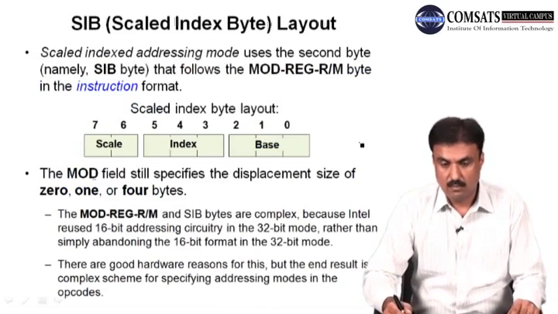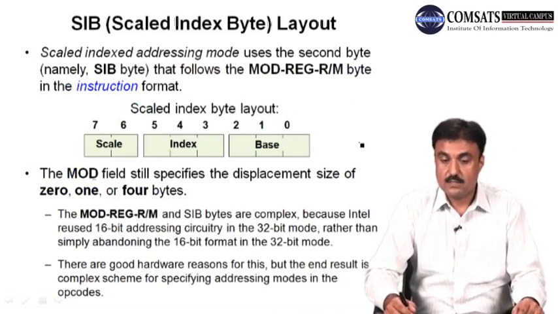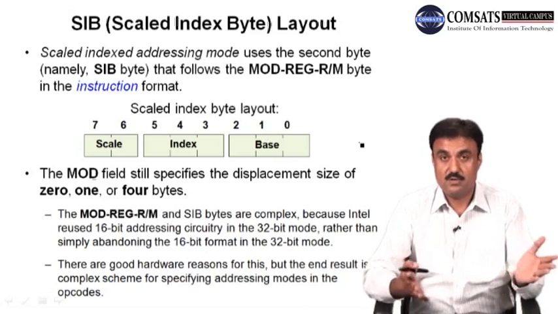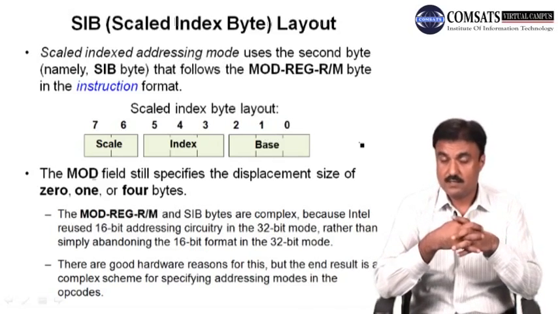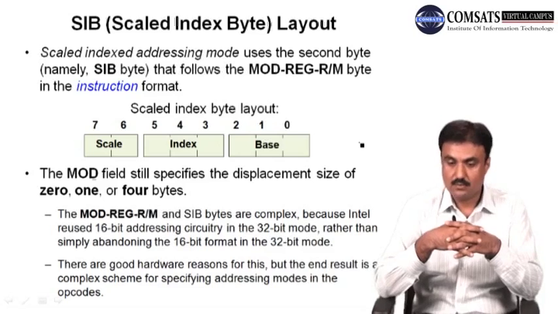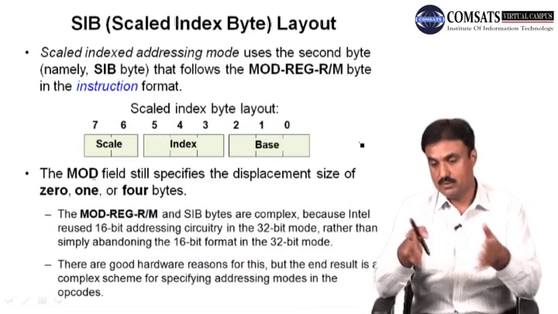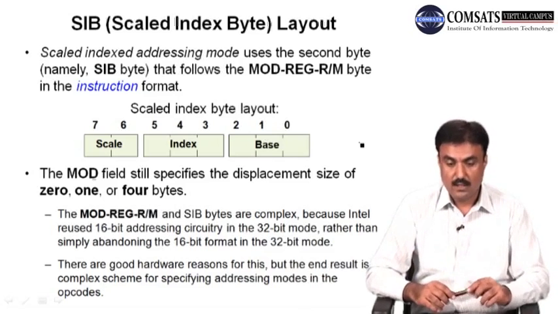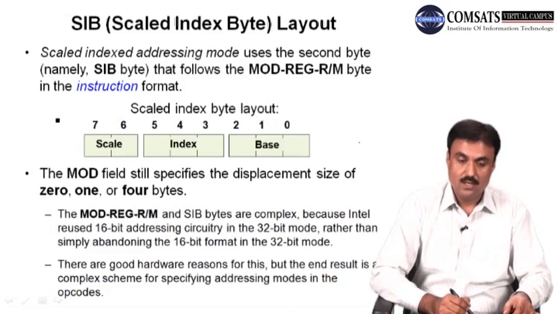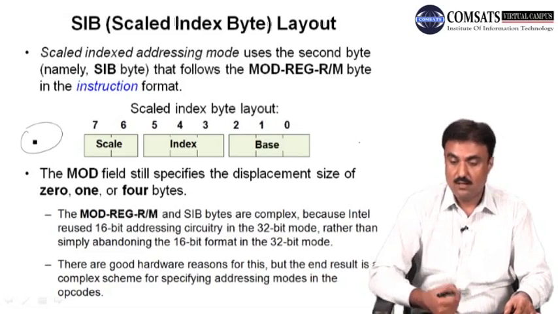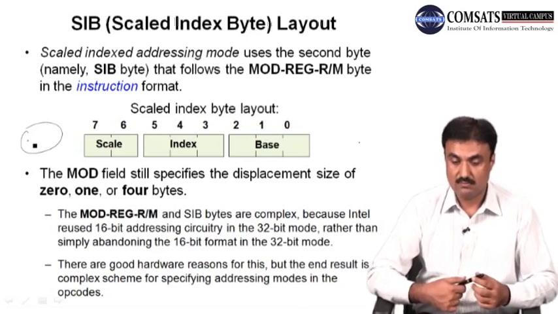Now we are going to discuss the scale index byte layout. As we know, if we are using the scaled index addressing mode, with the mod-reg-R/M byte combination, then this SIB byte should be used, and this byte should follow the mod-reg-R/M byte. The mod field in the mod-reg-R/M byte still specifies the displacement. So displacement can be 0, 1 or maybe 4 bytes and so on.